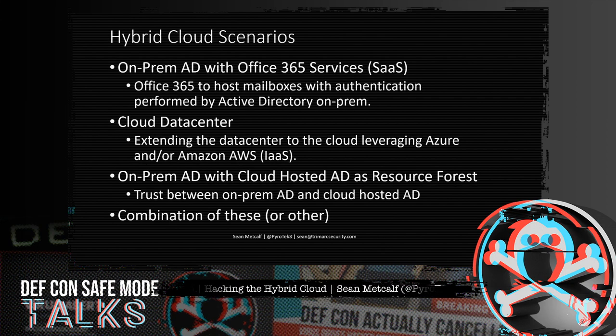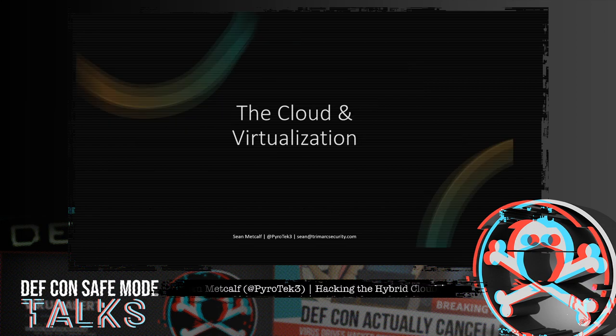Now that we've defined hybrid cloud, let's look at three common scenarios. The first is the on-prem Active Directory environment with Office 365 SaaS services. SaaS stands for Software as a Service. Many organizations are leveraging the cloud for Infrastructure as a Service, or IaaS, as their cloud data center. The third scenario here is an on-prem Active Directory with a cloud-managed AD as an additional or resource forest. Since cloud can be used in many ways, it's likely that most organizations use a combination of these, among others.